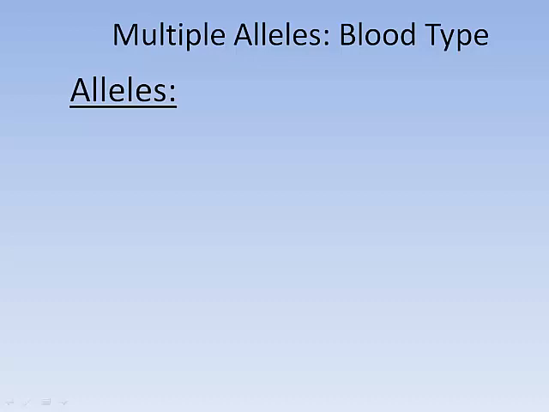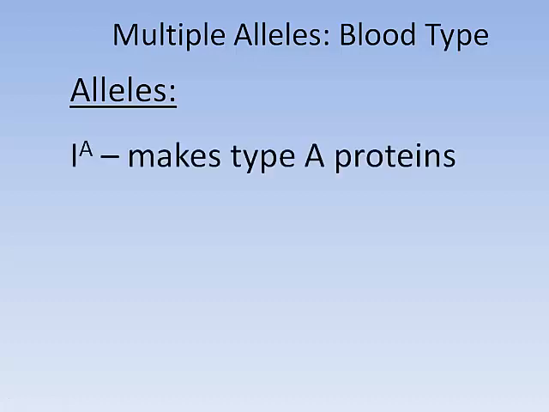Now, multiple alleles, this is something altogether different than what we've talked about. Up to now, we've only had two versions of each gene. We've had two alleles. Now we're going to have multiple alleles. All right? And a great example of this is blood type. We have three alleles for blood type.